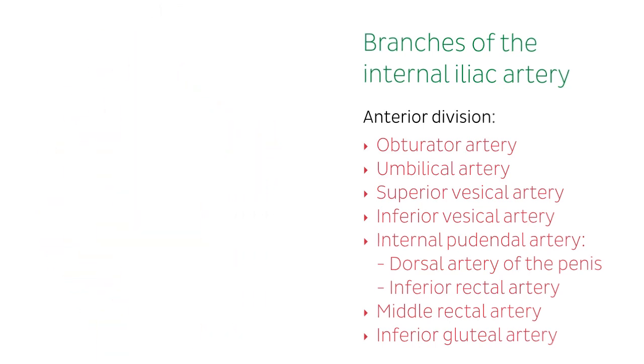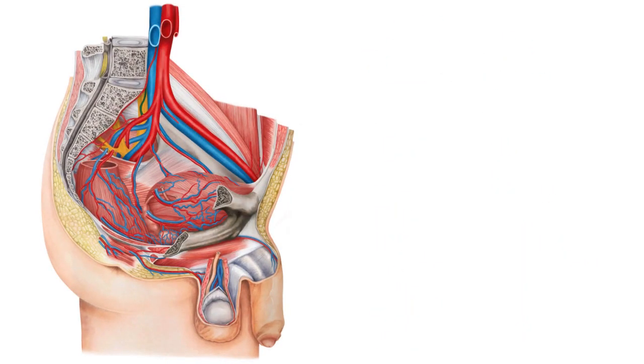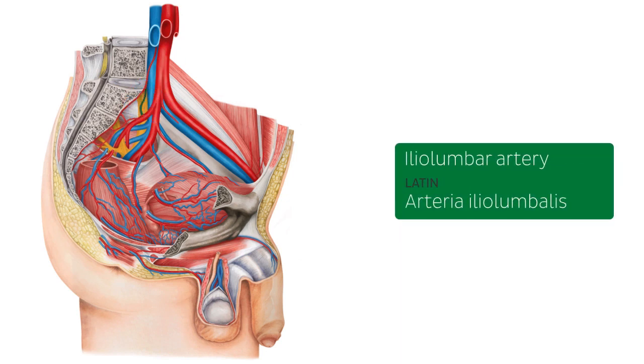Let's start with this one that you see here highlighted in green. Notice here on the image, this highlight here is showing the iliolumbar artery. So this one is the first branch of the posterior division of the internal iliac artery.